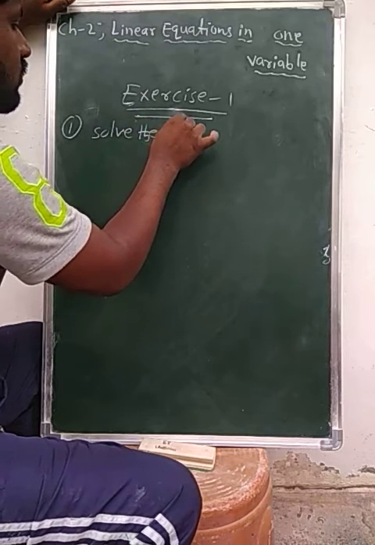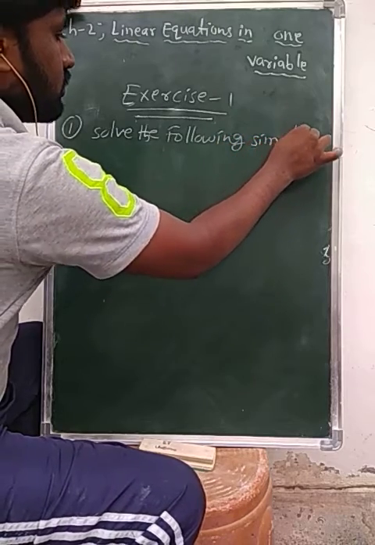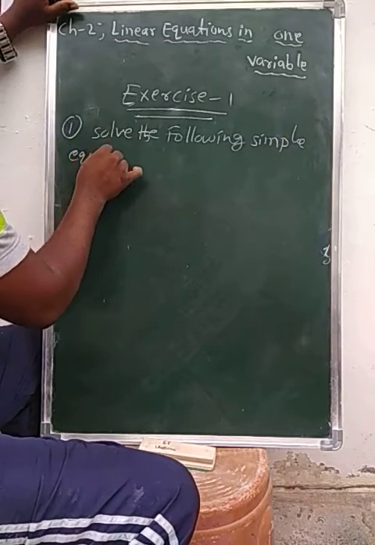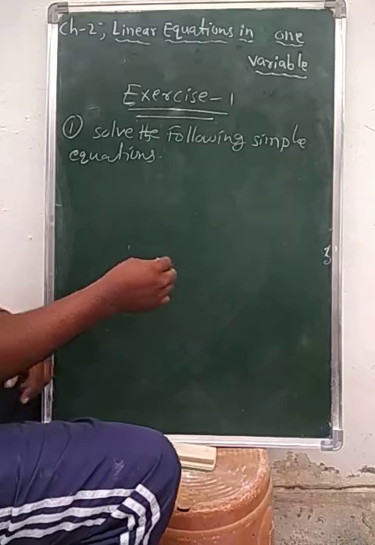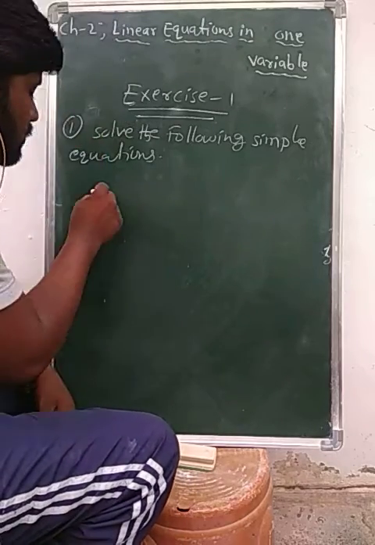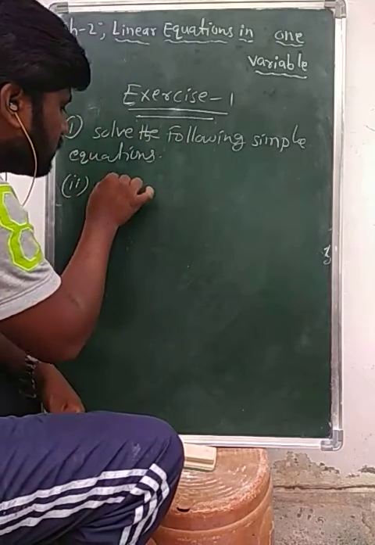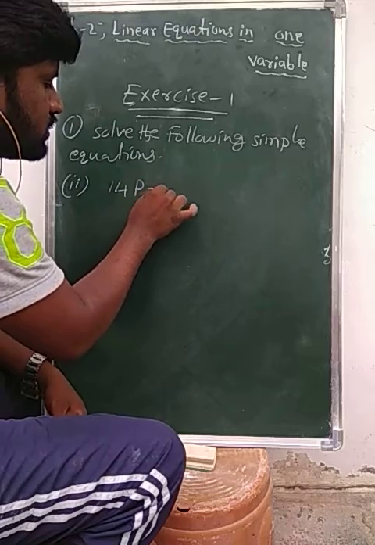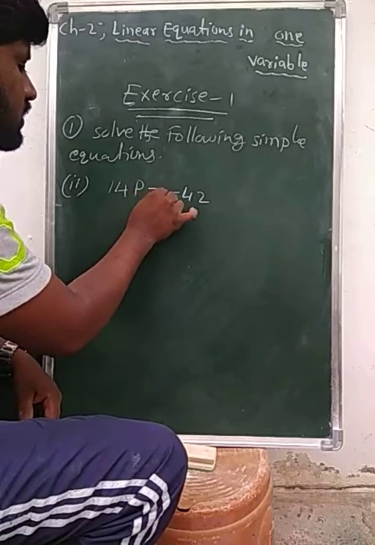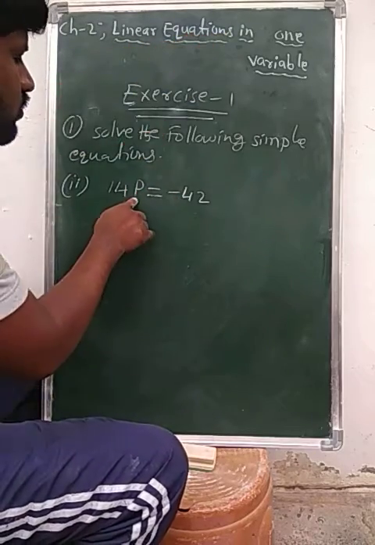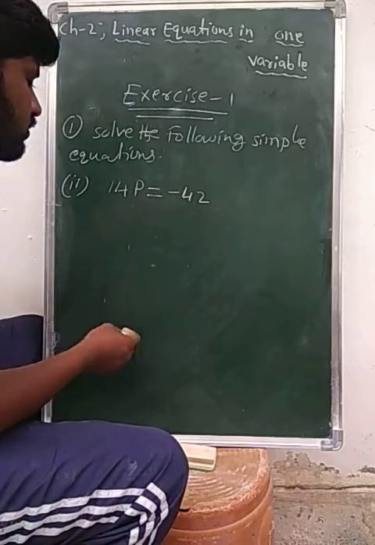Solve the following simple equations. Now in that I'm taking question number 2, that is 14p is equal to minus 42. So this is a linear equation in one variable. What is the variable here? P. Small letters of the English alphabet we can use for variables.